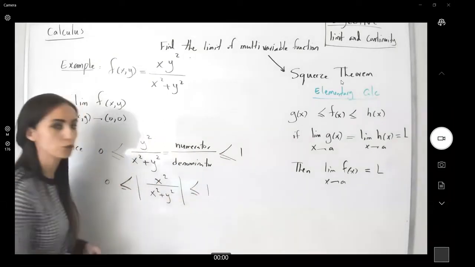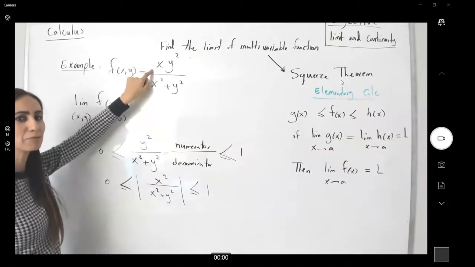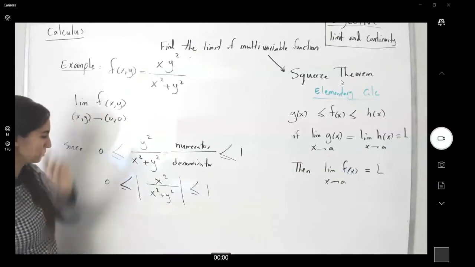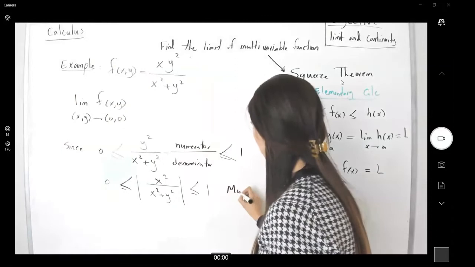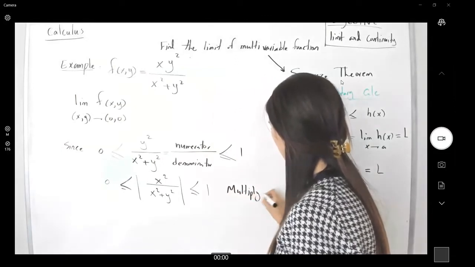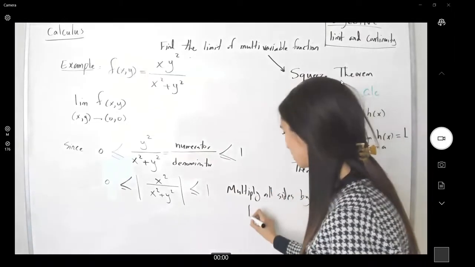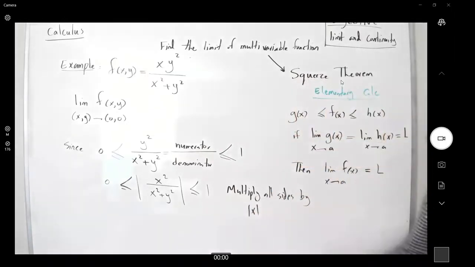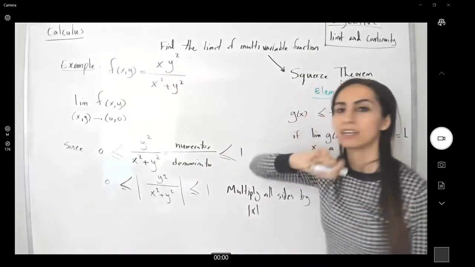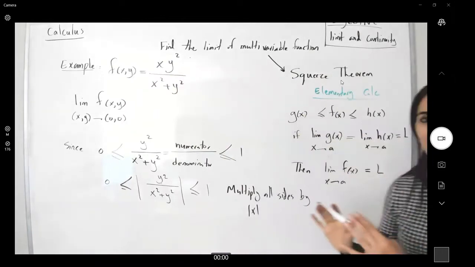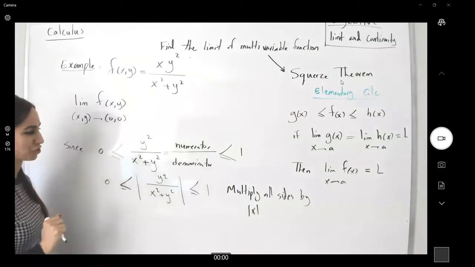Now, what I'm going to do, I'm going to multiply all sides by the absolute value of x. What are we trying to do? Oh, this is y squared. We're trying to create this function and squeeze that between two nice functions.